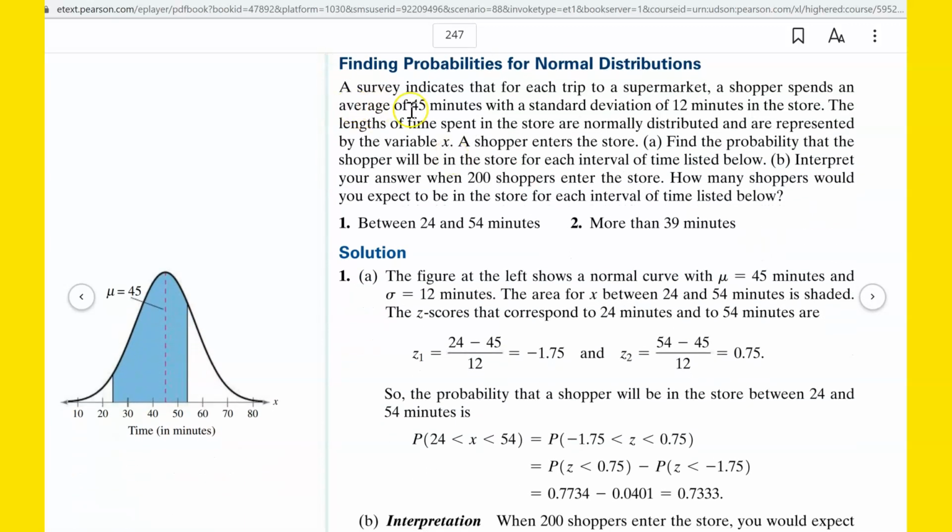All right. Next example. A survey indicates that for each trip to a supermarket, the shopper spends an average of 45 minutes with a standard deviation of 12 minutes in the store. The lengths of time spent in the store are normally distributed and are represented by the variable x. So the average shopper spends about 45 minutes, but the standard deviation is 12 minutes. A shopper enters the store. Part A. Find the probability that the shopper will be in the store for each interval of time listed below. So part A, number 1, is between 24 and 54 minutes.